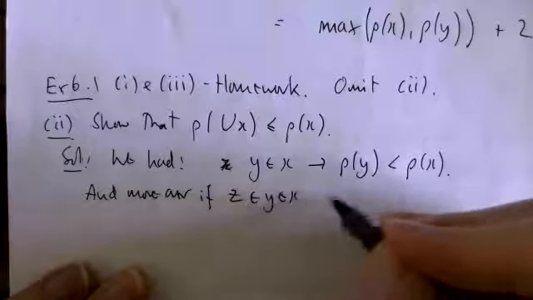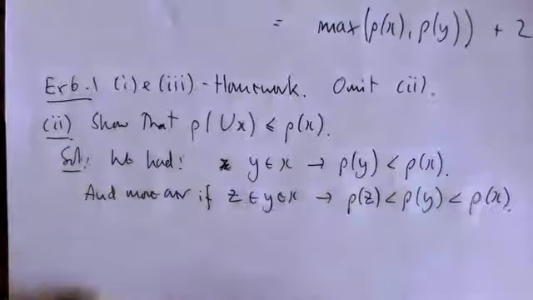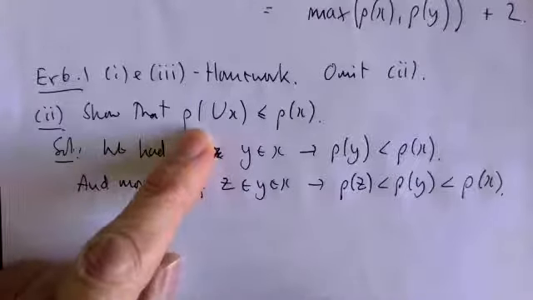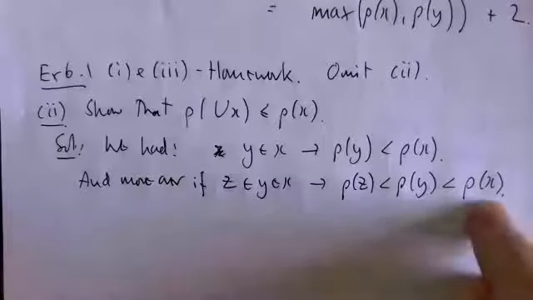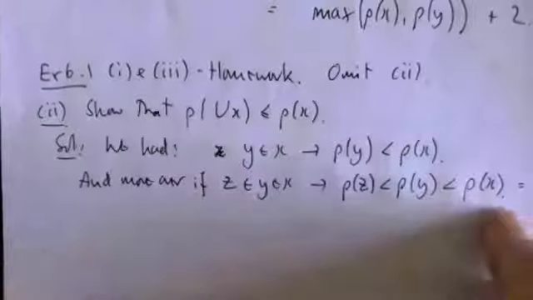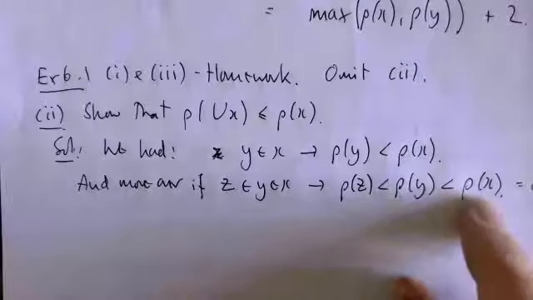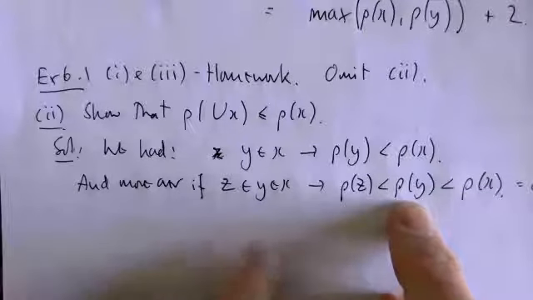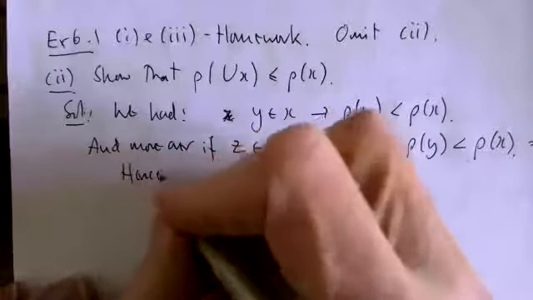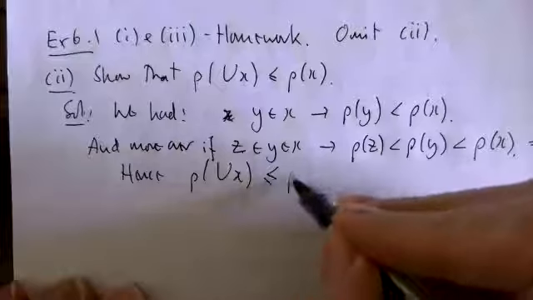If Z is in Y is in X, then the rank of Z is less than the rank of Y is less than the rank of X. So these are the Z's that make up this here. If all the elements of X occur by stage alpha, then all the elements of any Y that's in X have occurred by stage alpha, and that's true for all of the Y's that are in X. So I think you can just say, hence the rank of the big union of X, which is a collection of these Z's, is less than or equal to the rank of X.